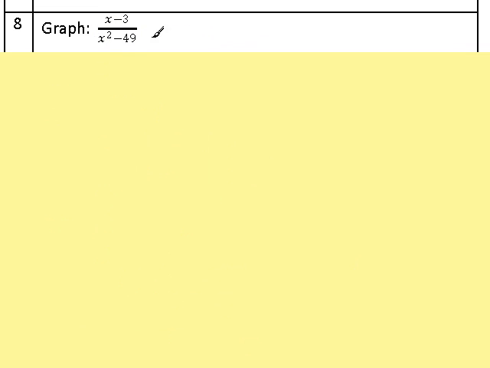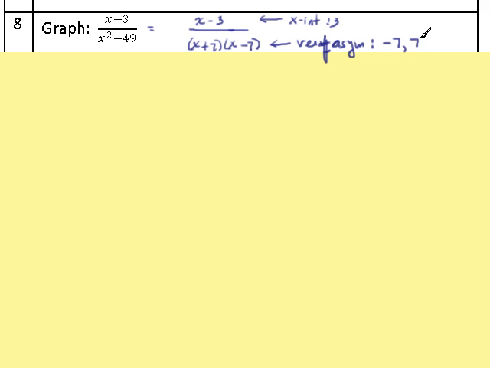Okay, let's look at number 8. Let's just factor the denominator, x plus 7, x minus 7. All right, so there we have x-intercept 3 and the vertical asymptotes -7, 7. All right, y-intercept y equal -3 over -49, or 3 over 49.